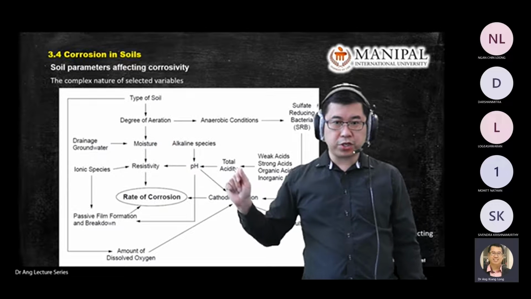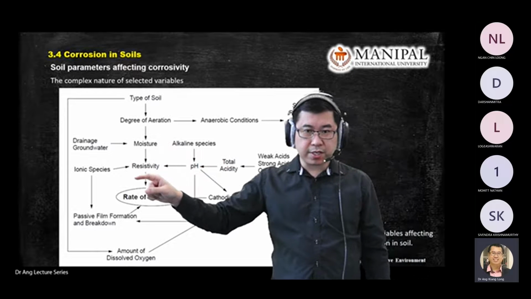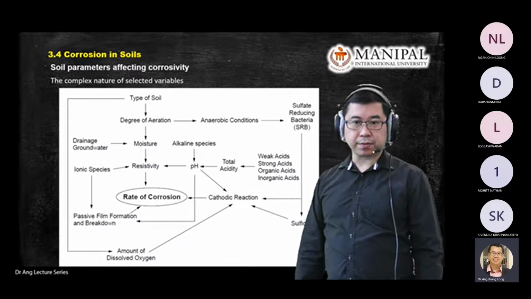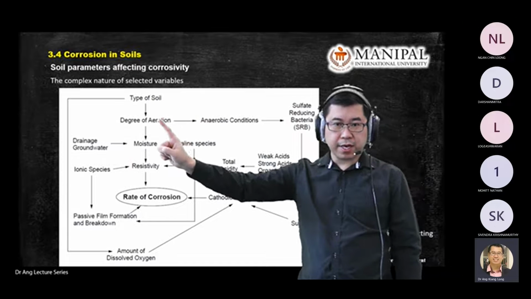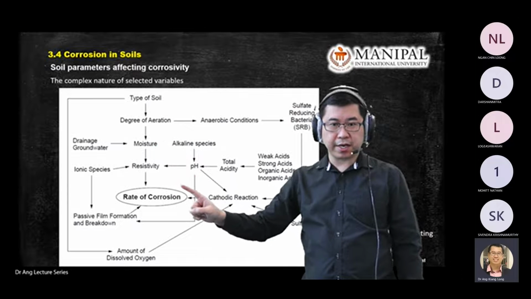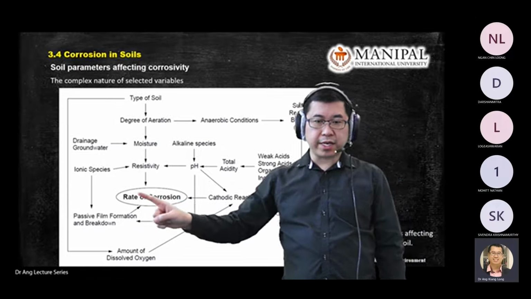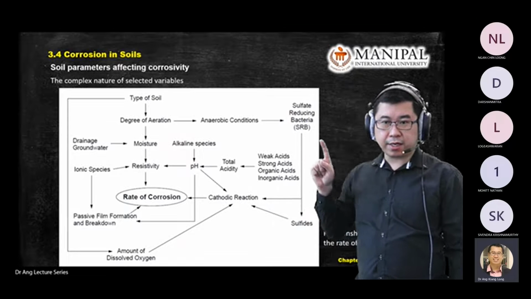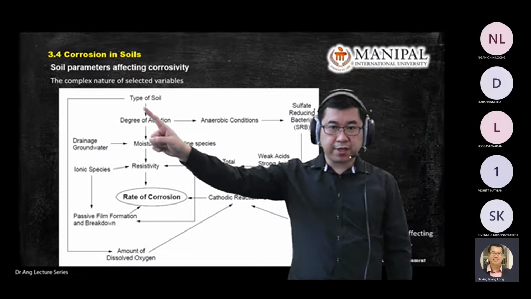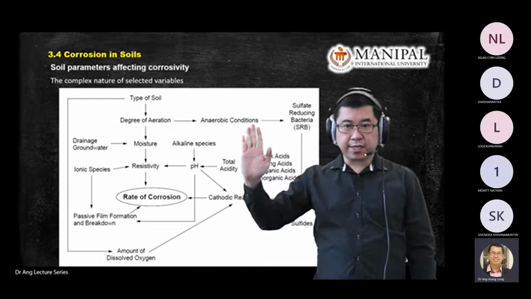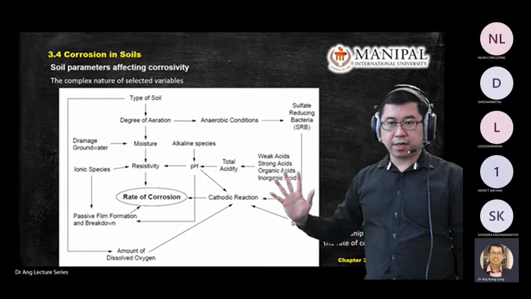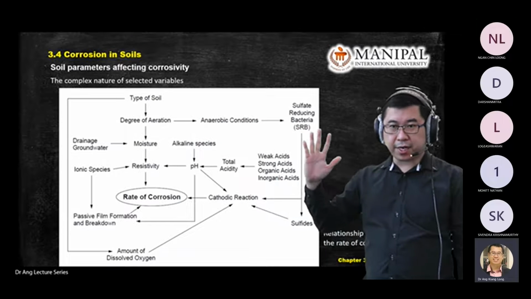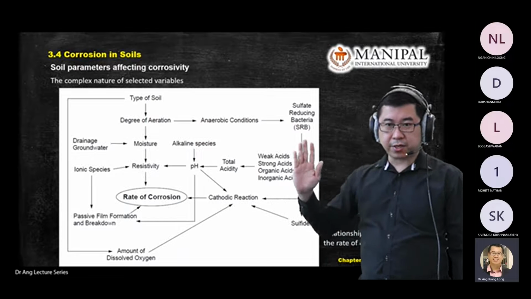Next, you look at moisture, then resistivity, and then you calculate the rate of corrosion. So type of soil, aeration, moisture, resistivity: then you can define the rate of corrosion. Another way, after aeration, this side is more on the bacteria side.